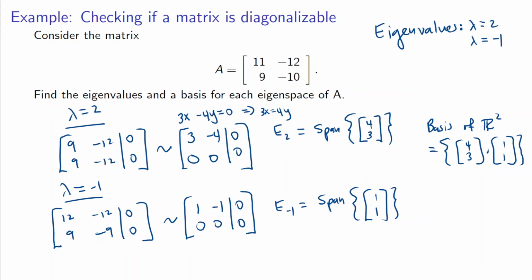We are guaranteed that these vectors are linearly independent. We saw in a previous video that eigenvectors that correspond to different eigenvalues for a matrix are guaranteed to be linearly independent. And so we've got two linearly independent vectors in R2. That means we've got a basis of R2. They are guaranteed to span when we've got them linearly independent.